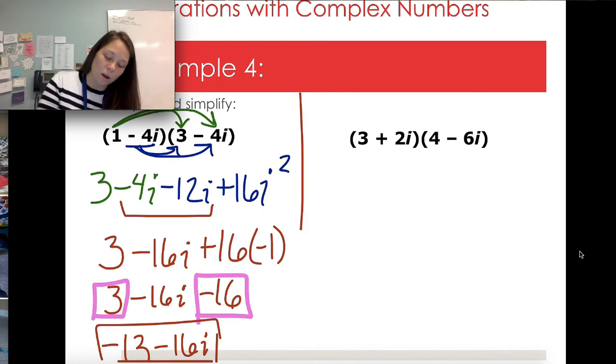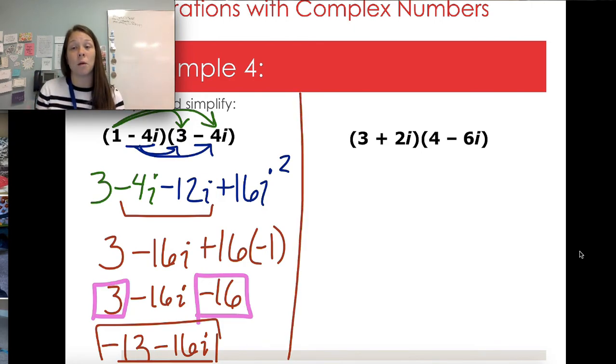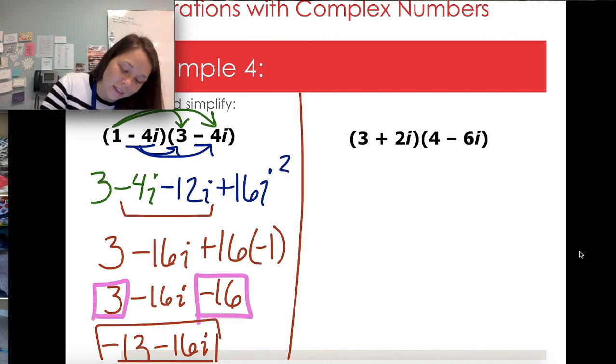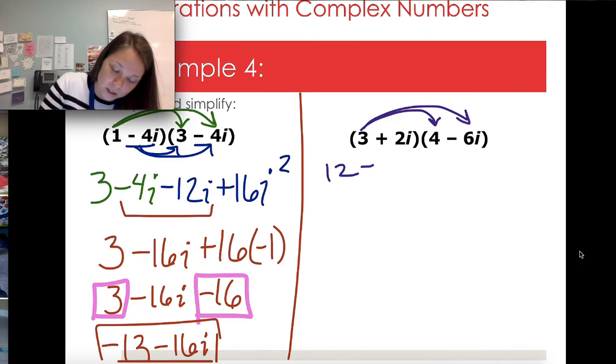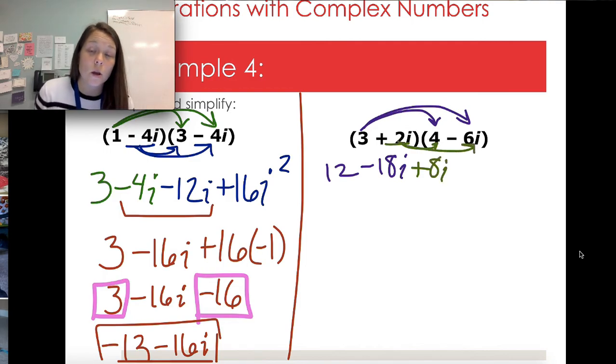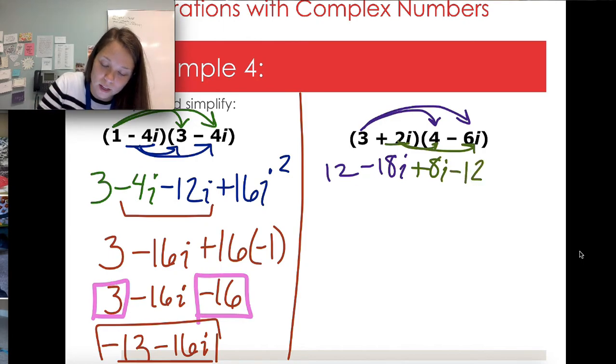So take a moment to pause the video and work on the second problem here. All right, so you should have paused that video. Looking at the next problem, we'll have 3 times 4, which is 12, 3 times negative 6i, which is negative 18i, 2i times 4, which is 8i, and 2i times negative 6i. 2 times negative 6, multiplying those coefficients, is negative 12, and i times i is i squared.